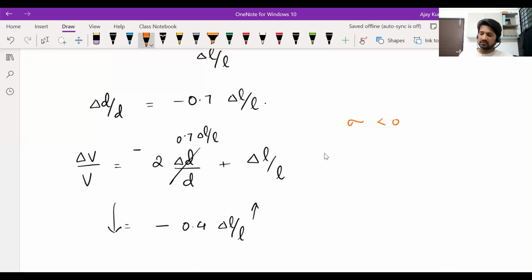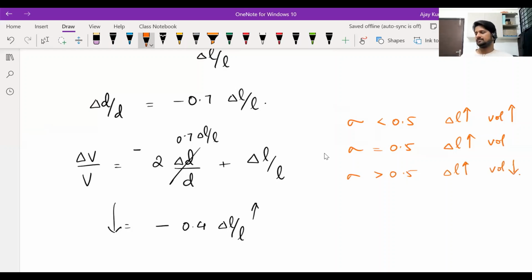If Poisson ratio is less than 0.5 and you increase the length, then you will see that the volume also increases. If Poisson ratio is exactly 0.5 and you increase the length, you will see that the volume does not change, remains constant. And if Poisson ratio is greater than 0.5, when you stretch the cylinder, its volume actually decreases. Fine. That is all there is in this chapter.